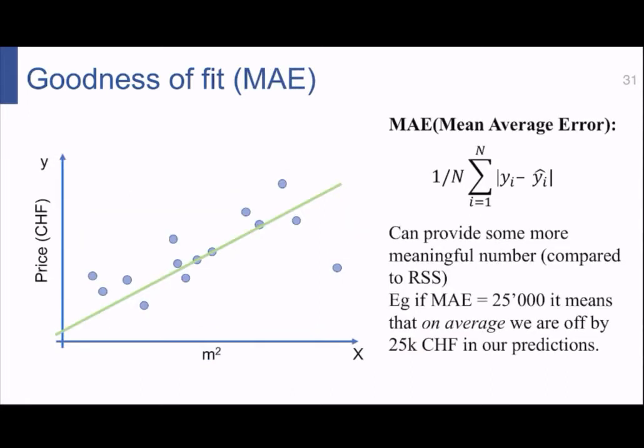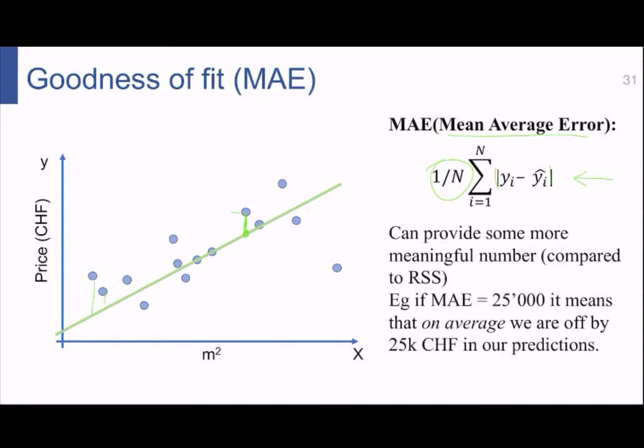There is another way to compute the goodness of fit, which is using the mean average error, computed with this equation. We take the absolute value of the difference to the line, and then take the average of this: 1 over n if we have n points.